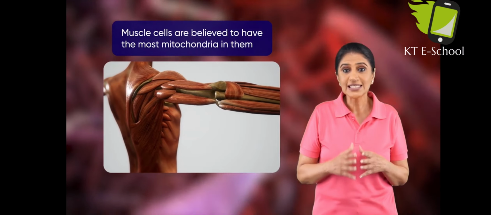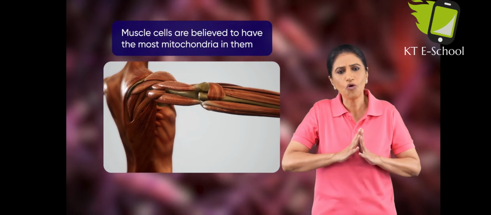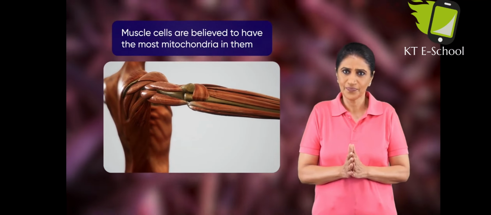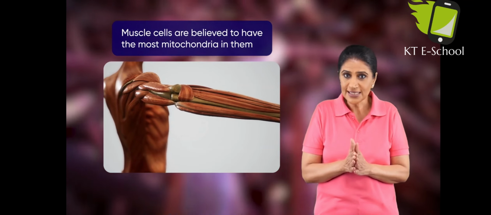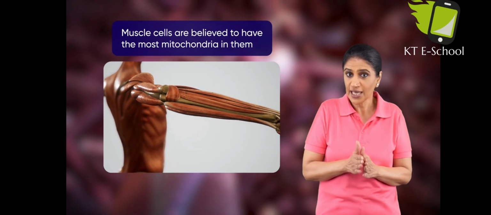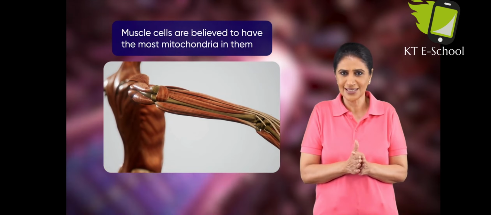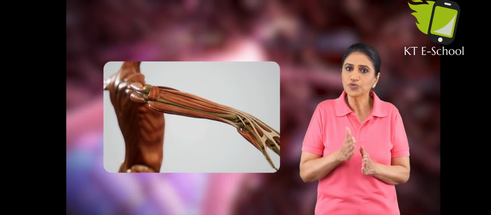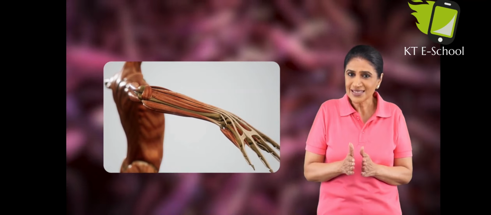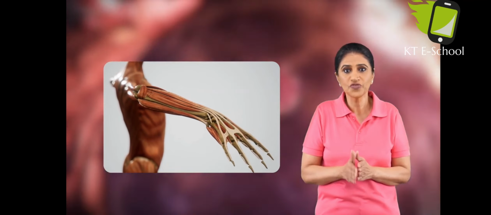Mitochondria are cell organelles that are found in almost all human body cells. It is believed that the cells that have the most mitochondria in them are the muscle cells. As the energy-producing organelles, muscles need them a lot to fulfill their function.